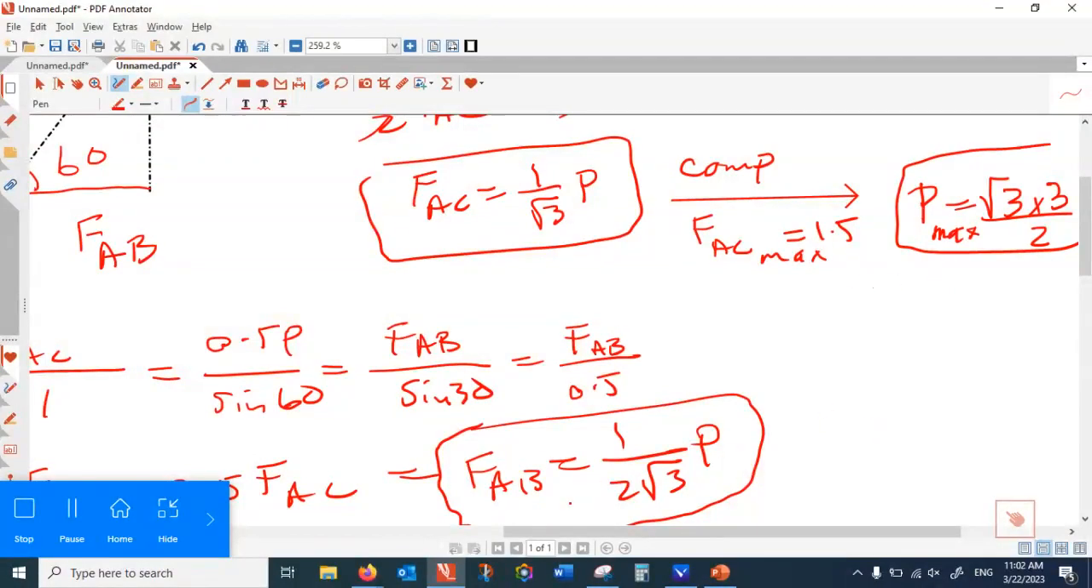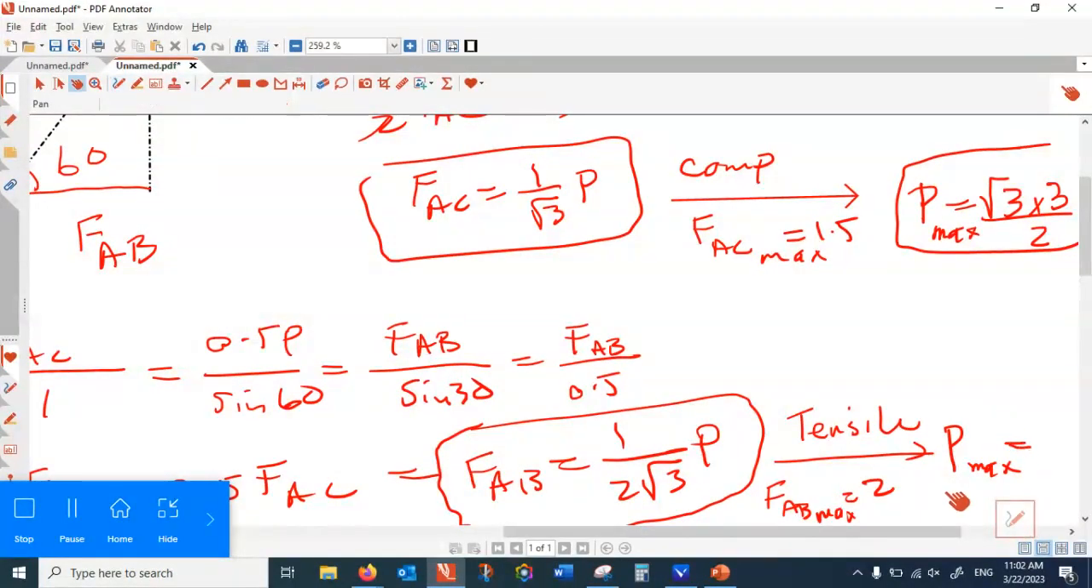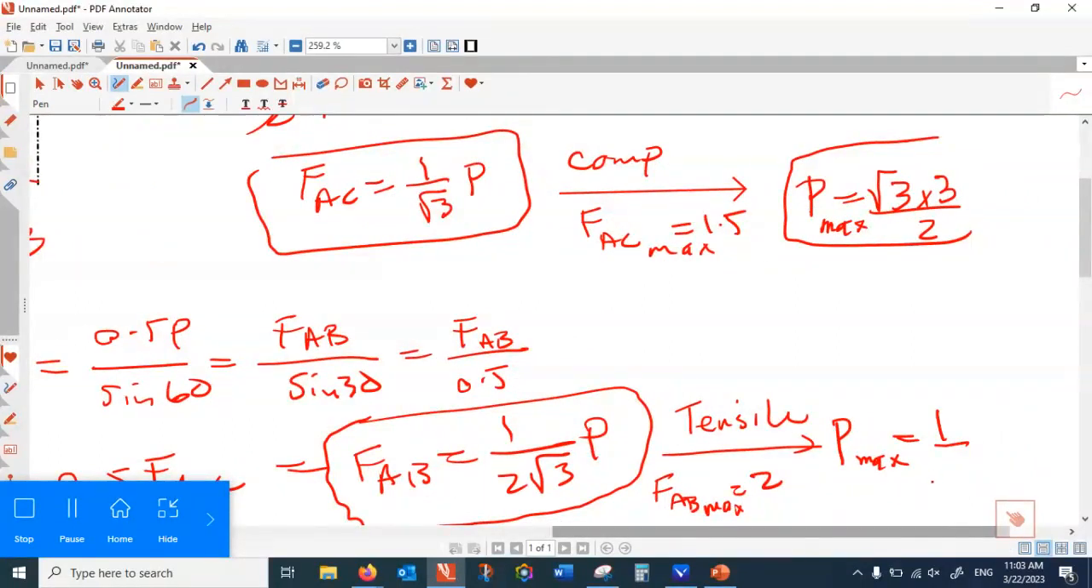And then we have to find the maximum P when we are studying the tensile load. With the tensile load, which is this one, tensile. So FAB maximum is equal to 2 kilonewton. So according to this one, the maximum P is 1 over, the maximum P is 4 root 3.